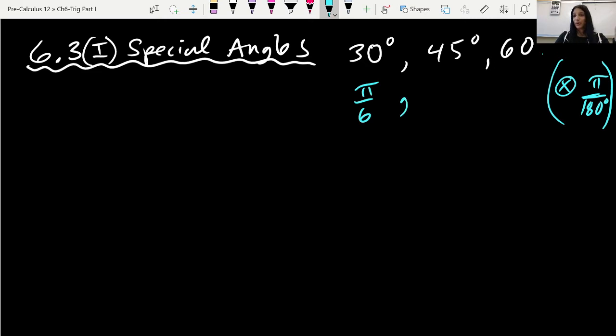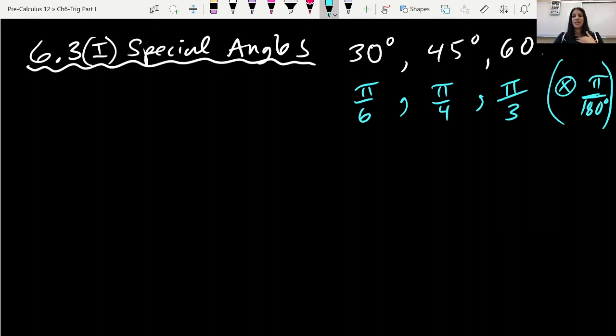Using that same approach, if I did 45 degrees times pi over 180, we would get pi over 4 is the same thing as 45 degrees. And for 60 degrees times pi over 180, you can see why 60 degrees is the same thing as pi over 3. Now, in my time, I've noticed that a lot of people mix these up.